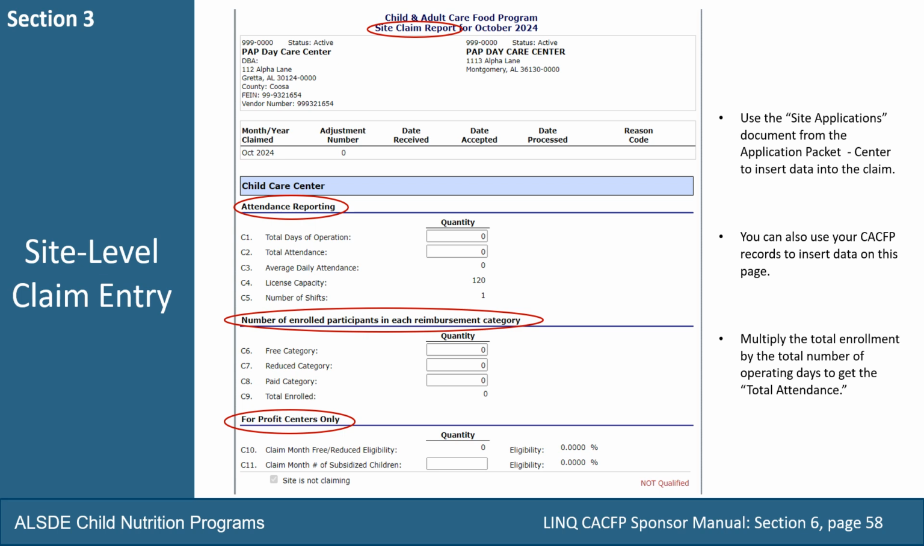One more section to review on the screen. This section is for for-profit centers only. Question 10 will populate automatically based on the data that you inserted in the previous section. You will report the number of subsidized children enrolled at your site on question 11.